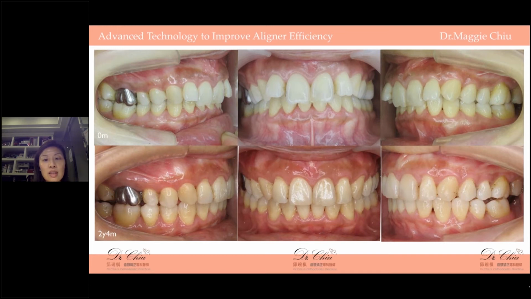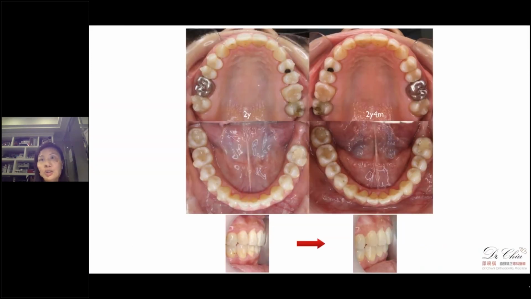So as you can see, her bone is very, very strong, very bony. It's really hard sometimes in this type of patient to get a lot of distalization, even though you have a very predictable way of doing anterior retraction. And this is the arch form on the upper arch and on the lower arch.